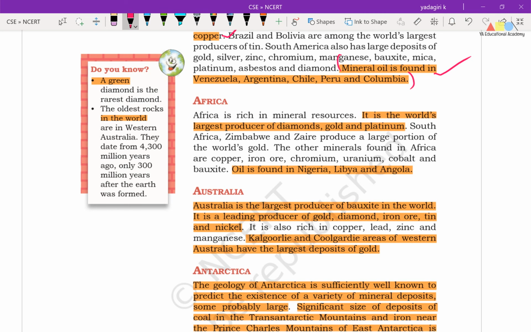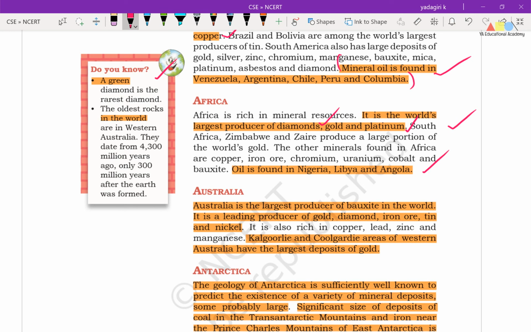Right, friends, if we see Africa, it is the world's largest producer of diamonds, gold and platinum. So friends, these are the costliest minerals. So Africa is the largest producer of these costly minerals. Similarly, friends, oil is found in Nigeria, Libya and Angola.